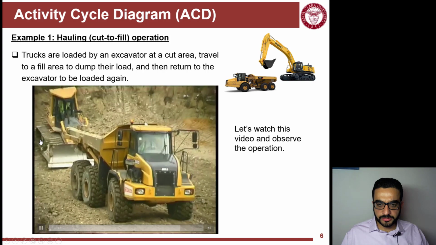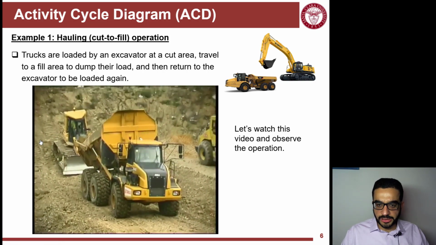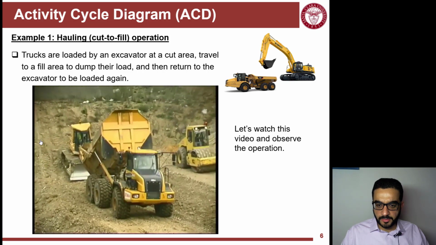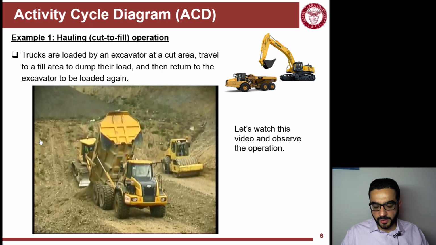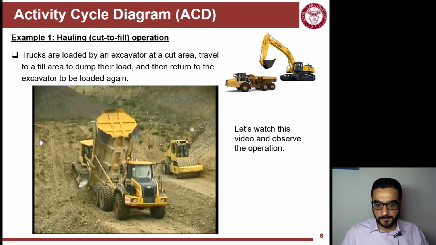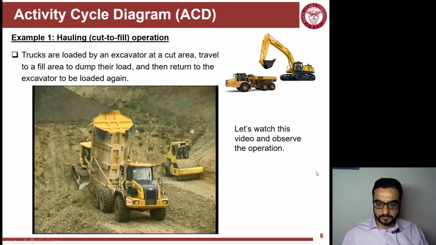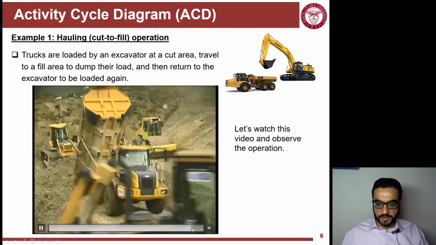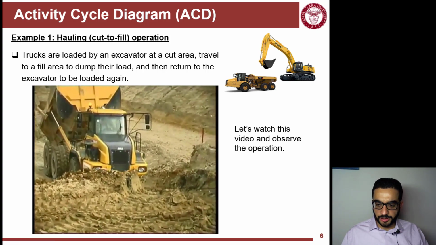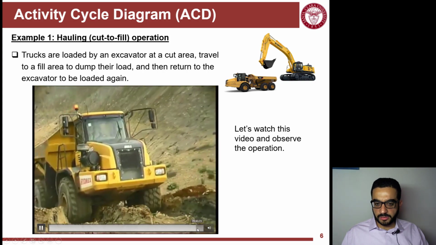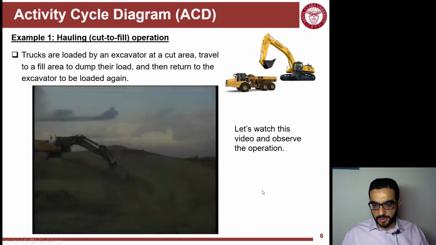Now this is a dozer waiting for the load so it can spread it and provide initial compaction to the soil, and then the compactor will come and compact the soil. And then it goes on. Now it's empty. It goes to repeat the process, or what we call the cycle here. Okay.